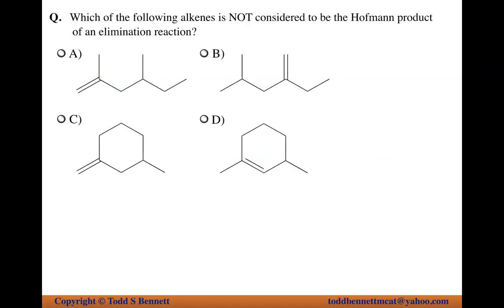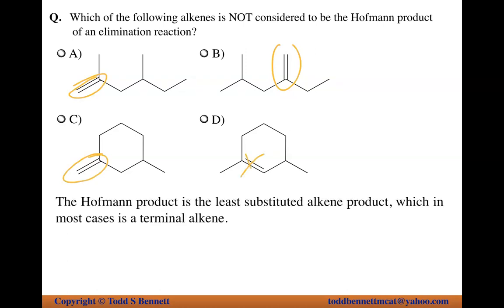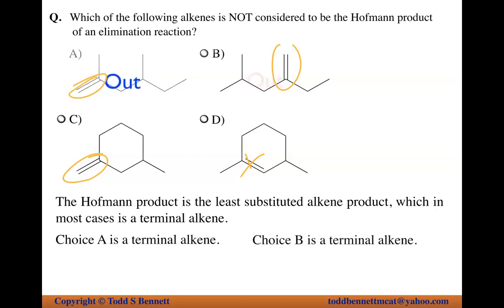Which of the following alkenes is not considered to be the Hofmann elimination product? The small hint you can go by is that it prefers an H on a CH3. It's the least crowded you can possibly get. So if you eliminate from a CH3, you end up with a CH2, which means it must be terminal. So terminal, terminal, terminal, internal. The least substituted is, in most cases, terminal, like those three. So this is the one that it is not. Out, out, out for the terminals.